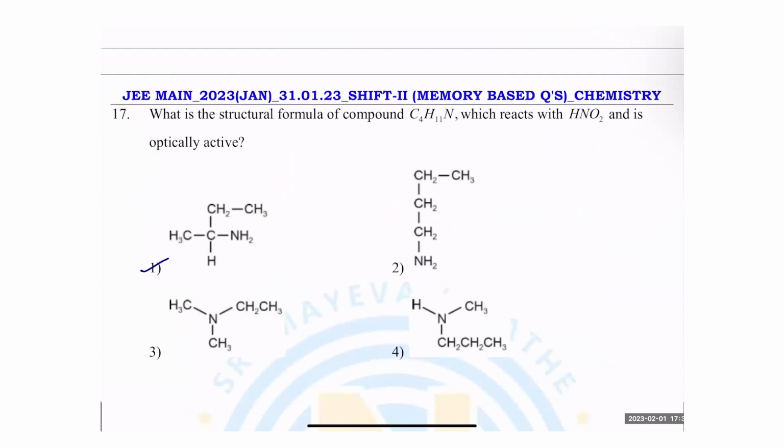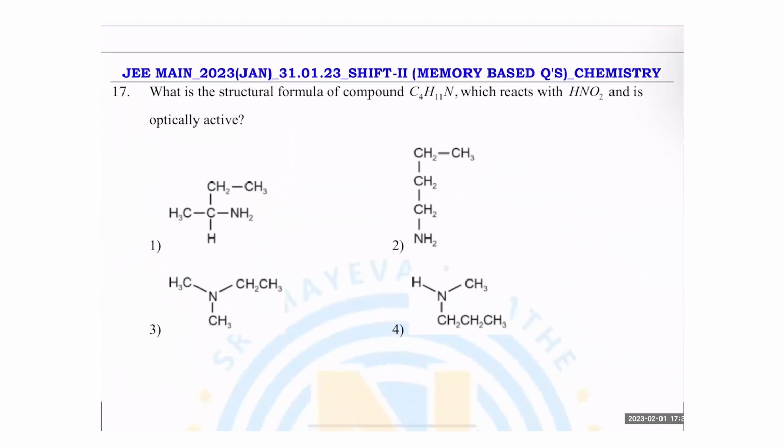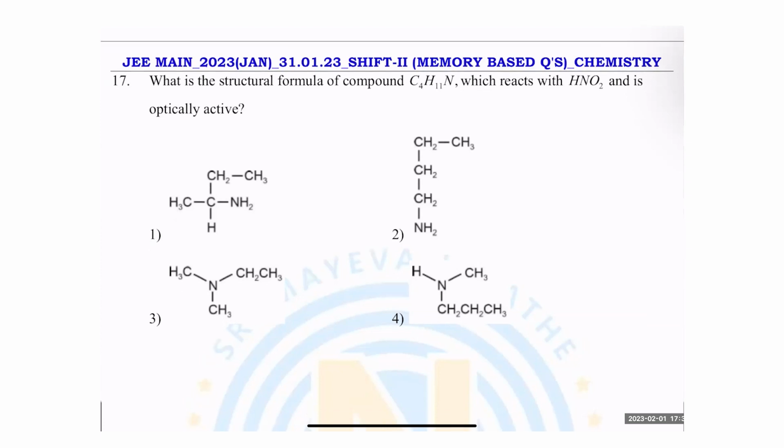What is the structural formula of the compound C4H11N, which reacts with HNO2 and is optically active? That amine is optically active. But here this one is optically inactive, no chiral center. Of course, it may have a chiral center, but due to amine inversion, it is always in the form of a racemic mixture. Therefore, that is optically inactive.